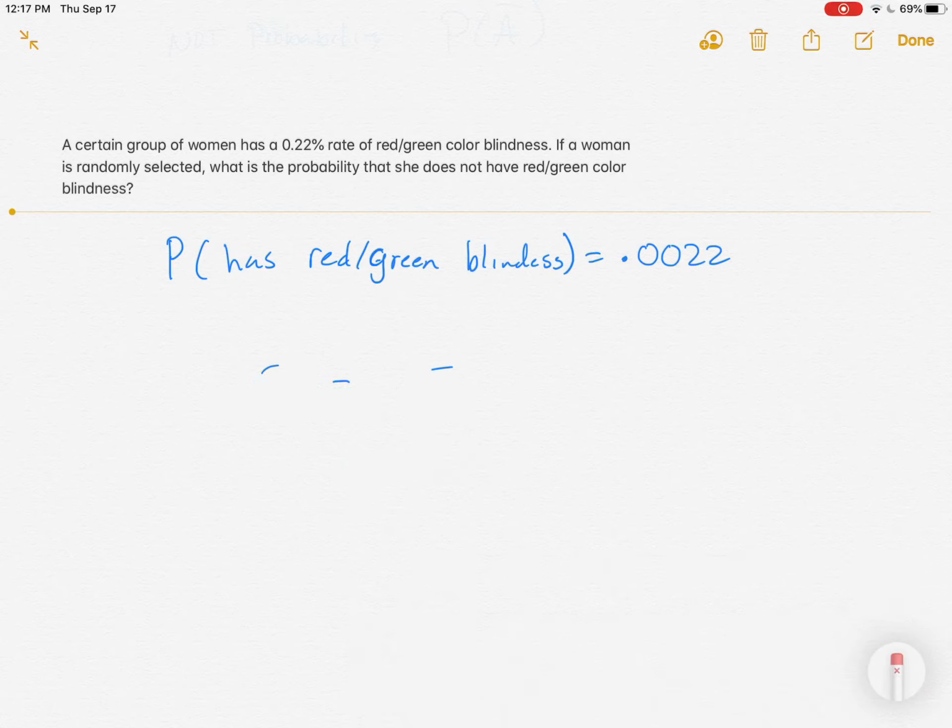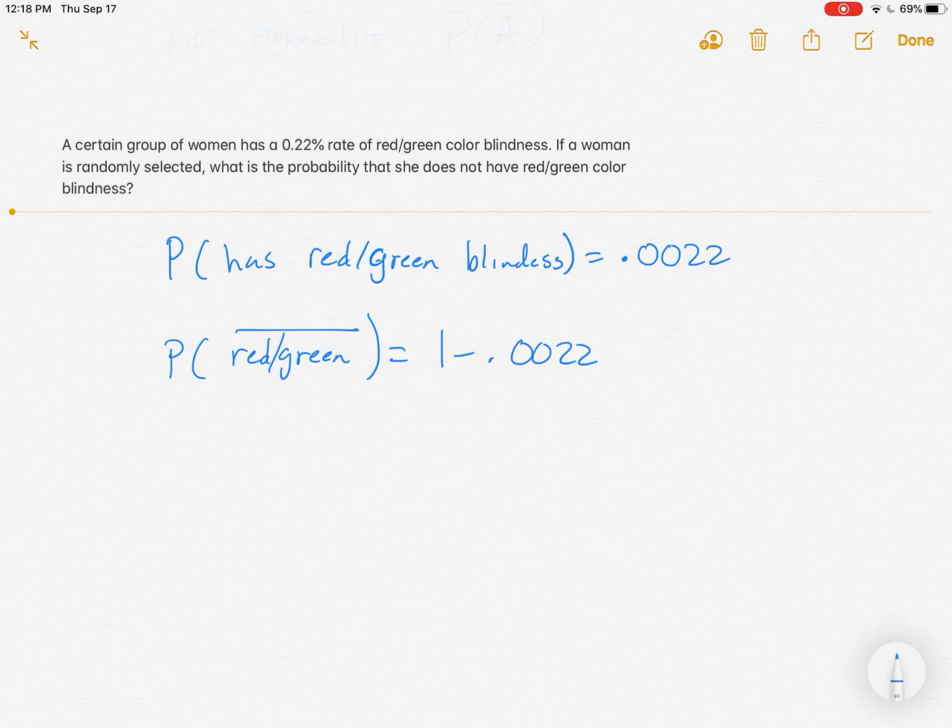The mistake sometimes is for people to say that the probability that they have red-green color blindness is 0.22. It's not. It's 0.0022, and they're asking for probability. And so we want the probability that she does not have red-green color blindness. And so what is that? Simply 1 minus the 0.0022, right?